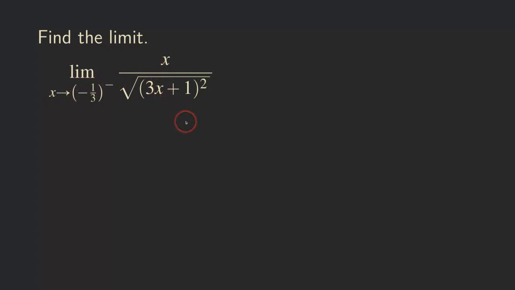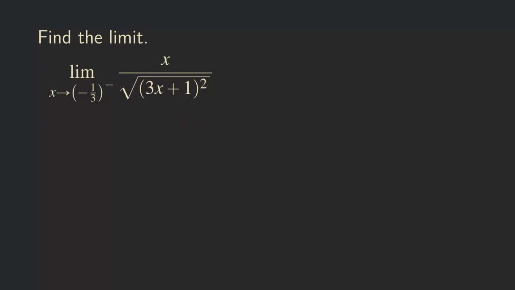And so because the top is not approaching 0, but the bottom is approaching 0, then what happened is that we are actually getting either infinity or negative infinity as the answer. So that's an infinite limit. And so the question is whether that's infinity or negative infinity. That's what we need to find out right now. Okay, so let's get started.